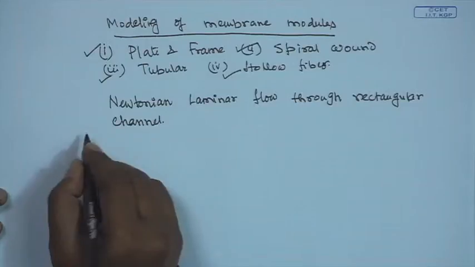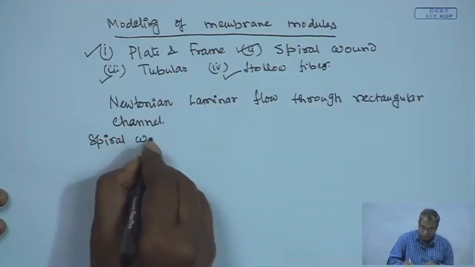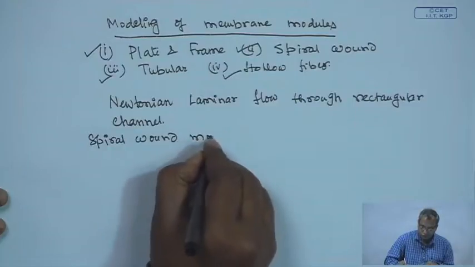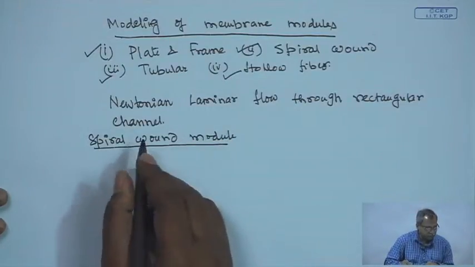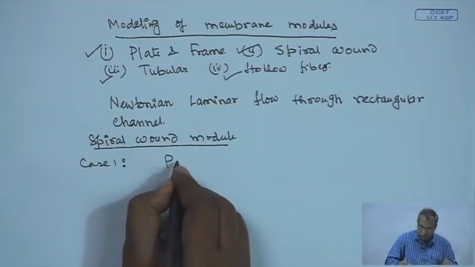Okay. So, the first case will be an analysis for the spiral wound module. It is basically flow through a rectangular channel where the membrane is present on both the top and bottom surfaces of the channel, and case 1 will be considering the permeate flux to be constant.